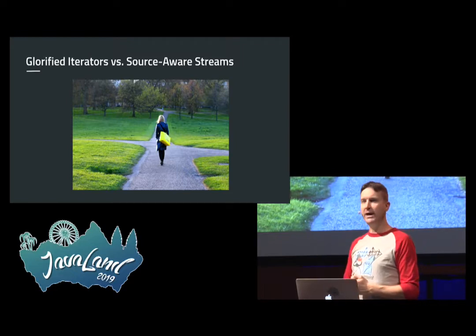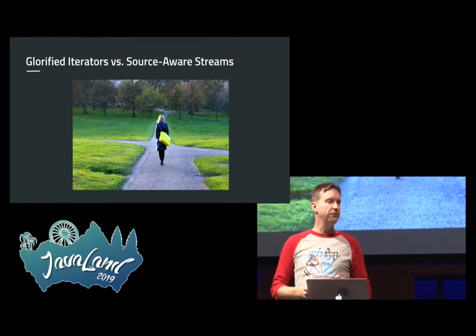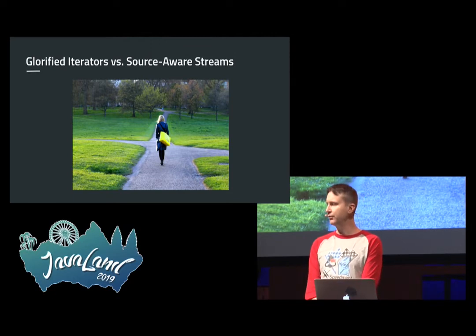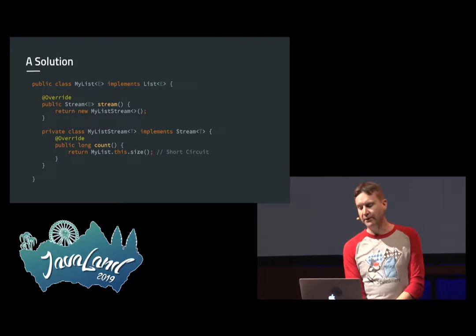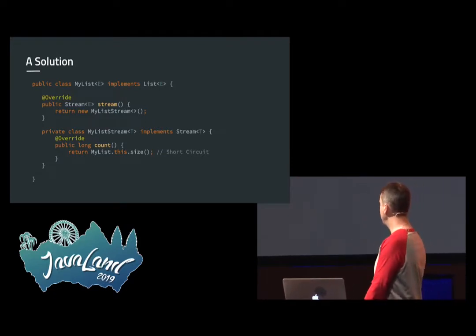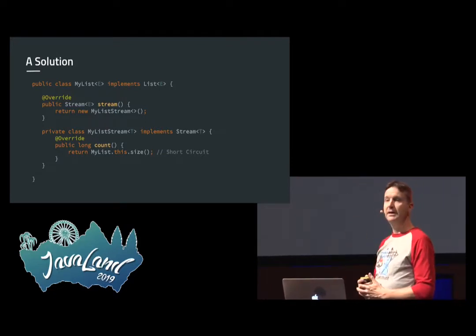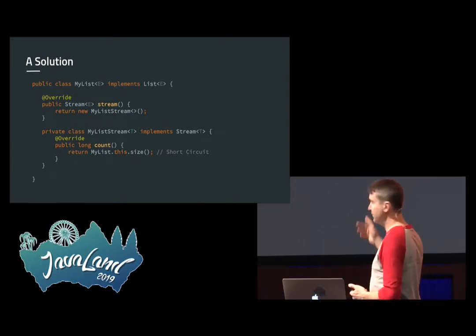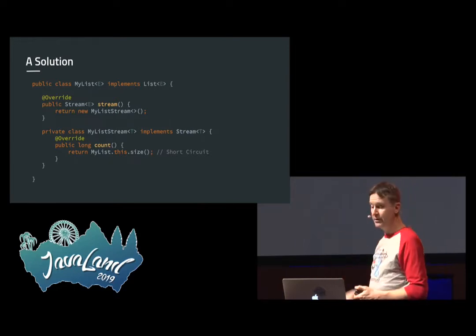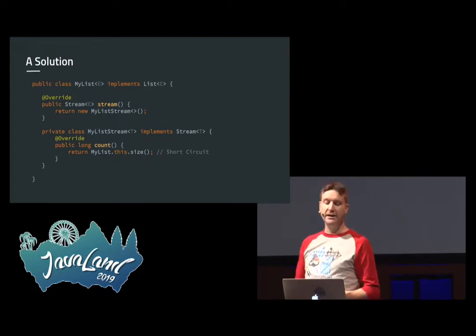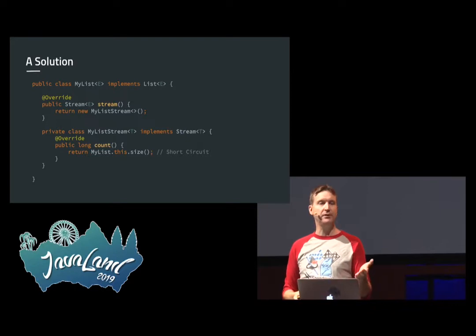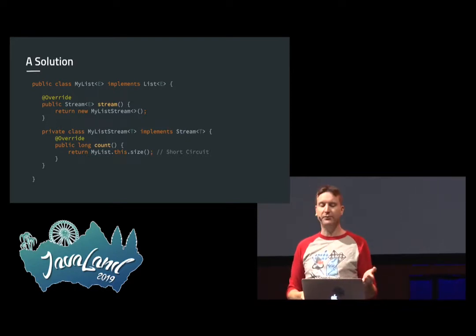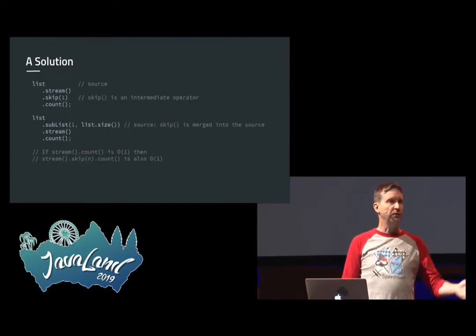This challenges our way of looking at streams. Are they glorified iterators, or are they really source-aware smart streams? For example, we can write our own list implementation that returns a stream that we have written ourselves, which is much smarter. So in this case, if we invoke the count, it will just return the list size. So this implementation of this stream is also order 1 for a list. Regardless of how big it is, it will take the same amount of time.